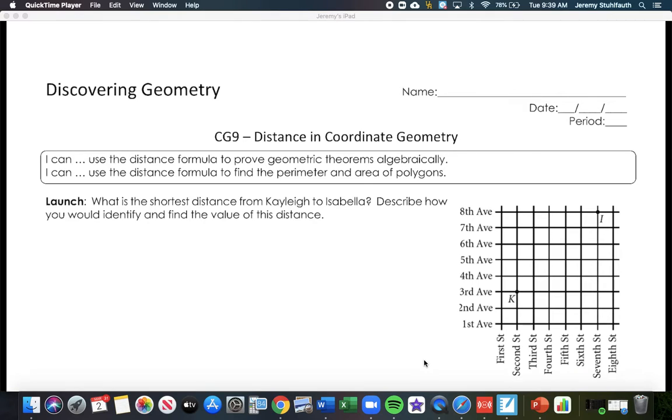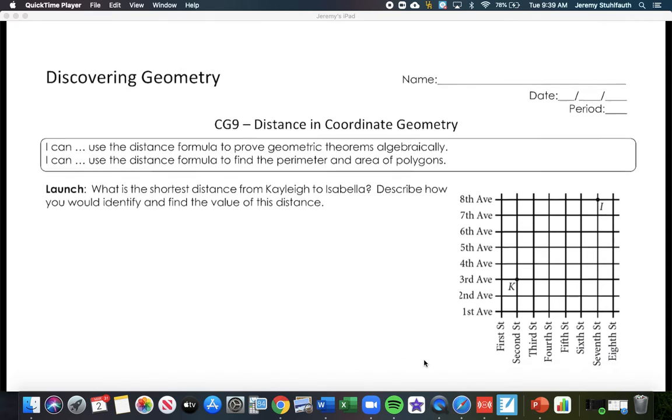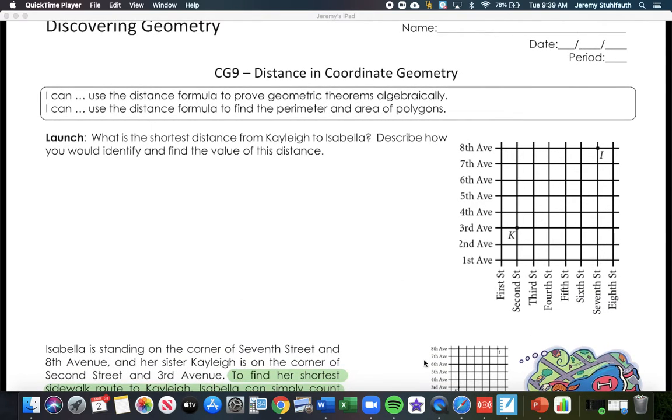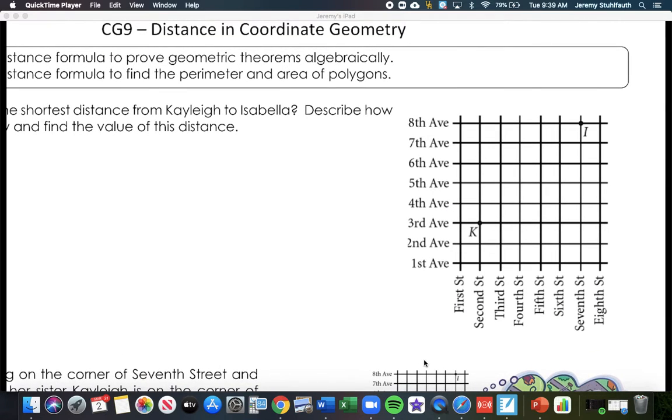We're going to take a look at how to find the distance between 2 points on a coordinate grid. Before we get started, please take a second to think about the warm-up and describe how you would find the shortest distance from Kaylee to Isabella. So hopefully you remember that the shortest distance between 2 points is a path that is on a straight line. So it would be something like that purple line I just drew there.